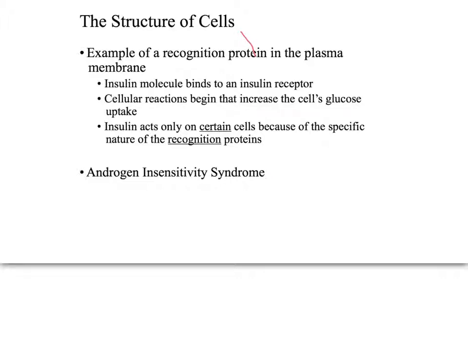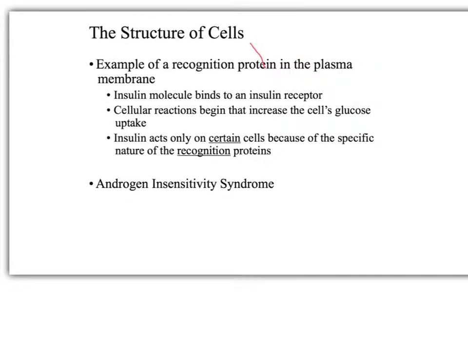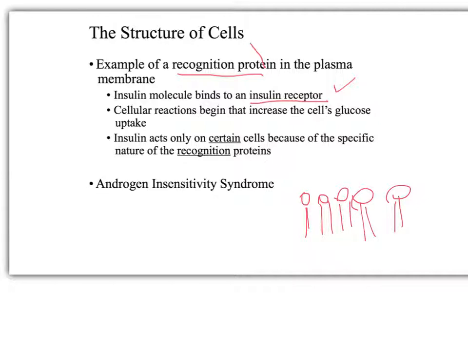Structure of cells. So an example of a recognition protein that's found in the plasma membrane could be something like an insulin receptor. Okay, so let me go back and then record. Okay, so a recognition protein, if I have a plasma membrane, on that membrane I could have receptors in the membrane, and they can be receptors where certain things will bind.